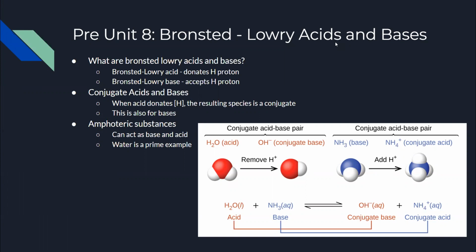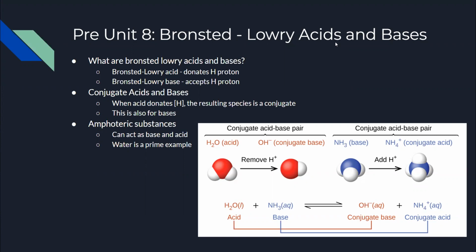A Bronsted-Lowry acid donates an H+ proton to a Bronsted-Lowry base, which accepts H+ protons. So under this definition, an acid is a proton donor, while a base is a proton acceptor. And once you have that, you have conjugate acids and bases. When an acid donates an H+ ion, the resulting species is a conjugate base. And this is also true for bases.